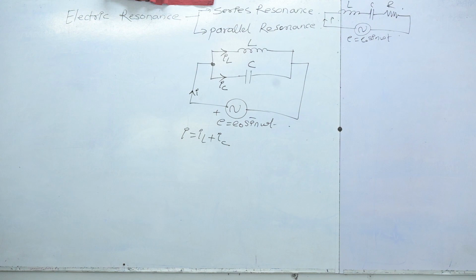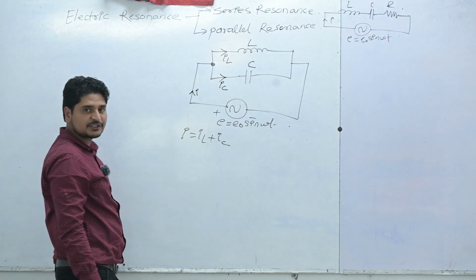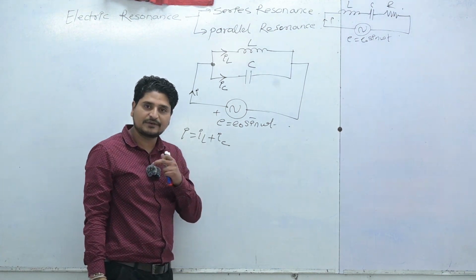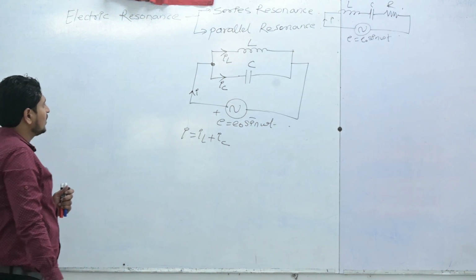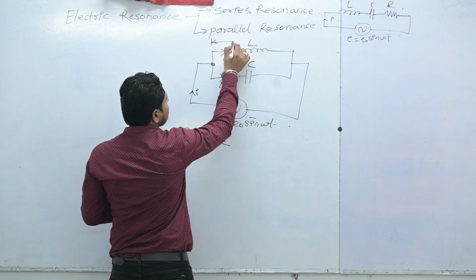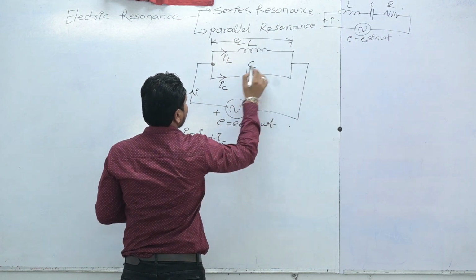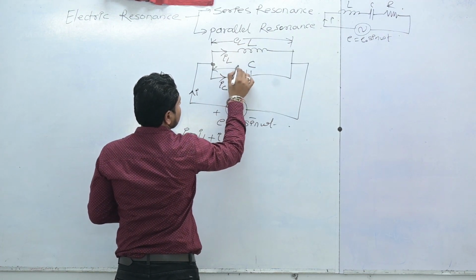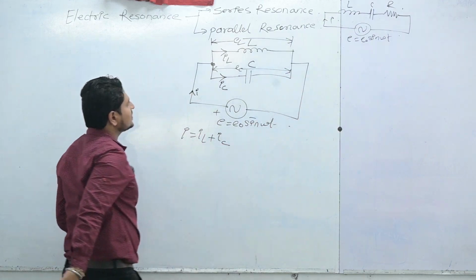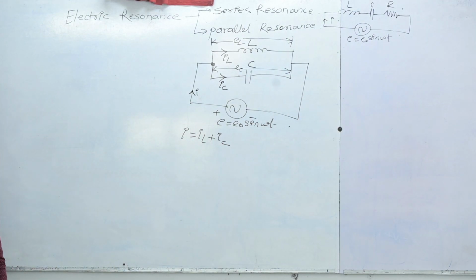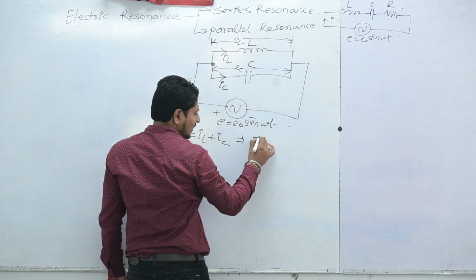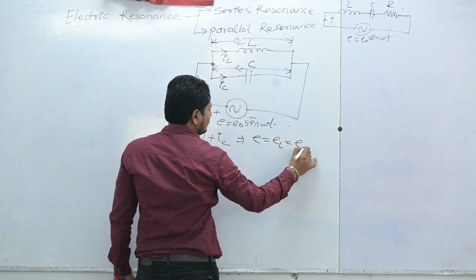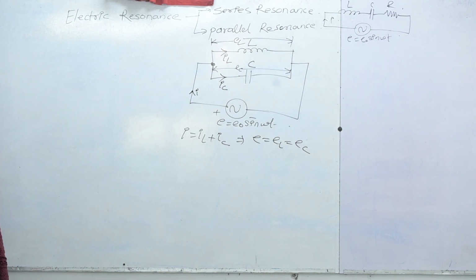I will be IL plus IC because there is a parallel combination, and in a parallel combination there is division of current. In a parallel combination the voltage remains the same, so the voltage across the inductor, EL, should be equal to the voltage across the capacitor, EC. So we can say that E is equal to EL is equal to EC. This is for the parallel combination.